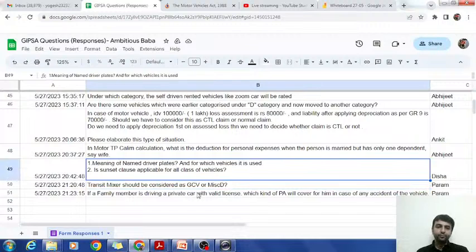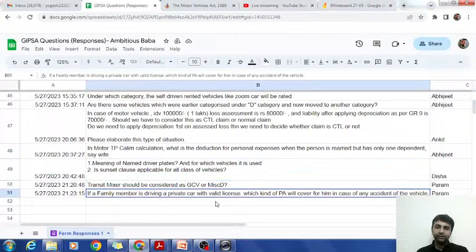If a family member is driving a private car with a valid license, what kind of PA will cover him in case of an accident? So there is a cover called, you want a PA cover for him. We can issue unnamed PA cover to 5 passengers. Suppose the owner is not driving, but other 5 members are there in the car. If you want a cover for them, you have to take unnamed PA. Maximum in a 5-seater vehicle can be taken for 5 people.